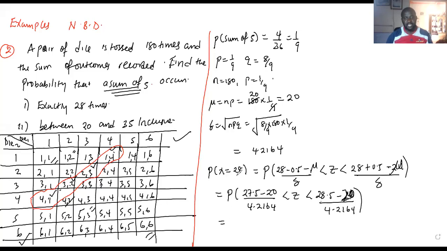So the exact value of 28 lies between 27.5 and 28.5. The reason is if you get the average of 27.5 and 28.5, the answer must give you 28. What do you get? 1.778. Yes. When you round now, it will be 1.779. Okay.